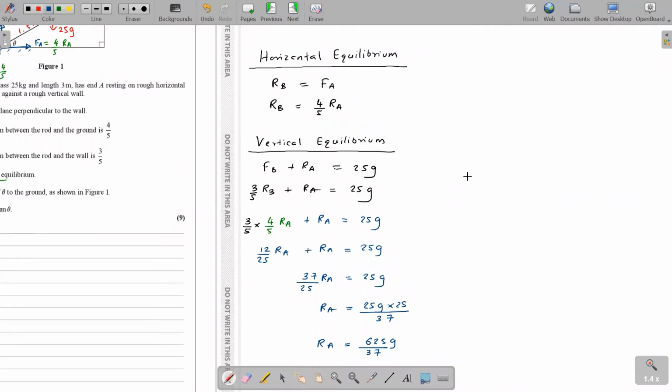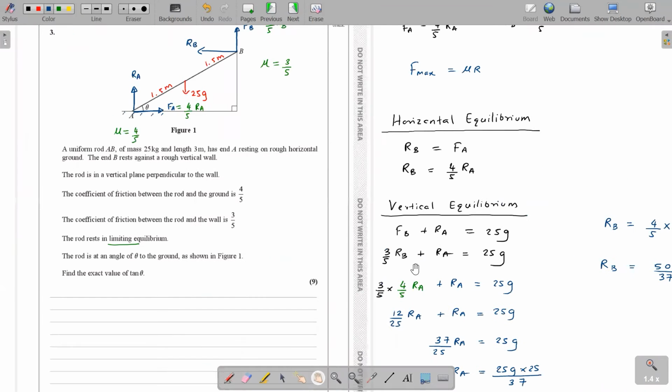Okay, so now substitute the normal reaction A value and get the RB. Normal reaction B is 4/5 times normal reaction A, which is 625/37 times G. Can I have the RB value? How much? 500/37G. Is that okay? Okay, that's not what we need, however.